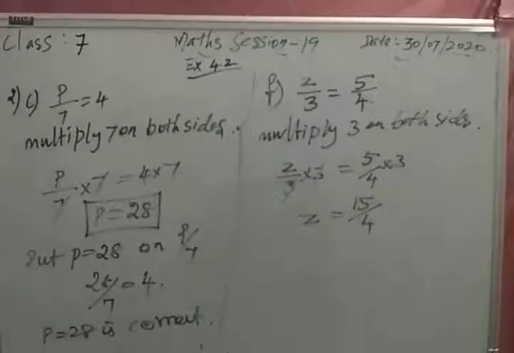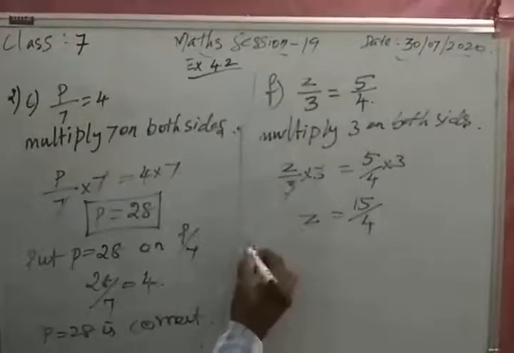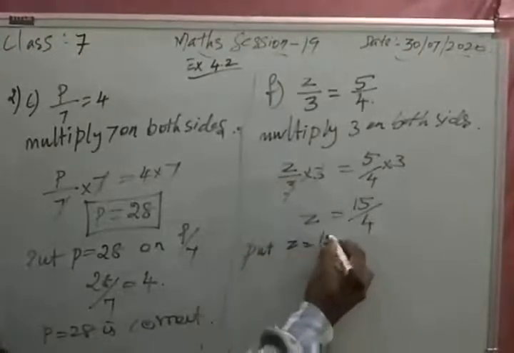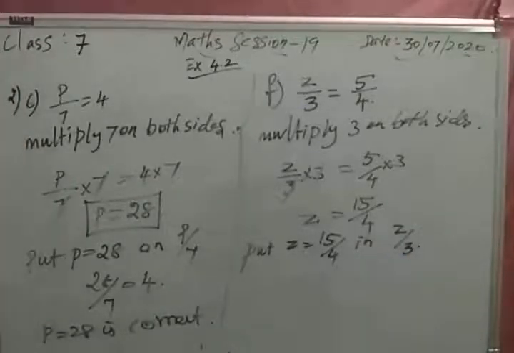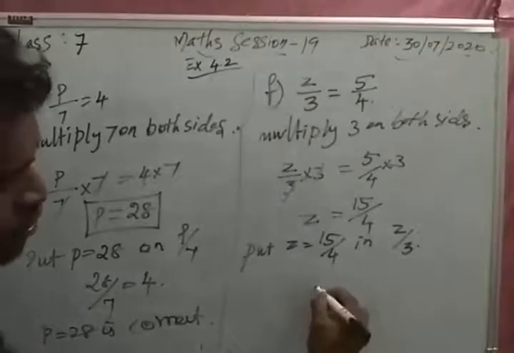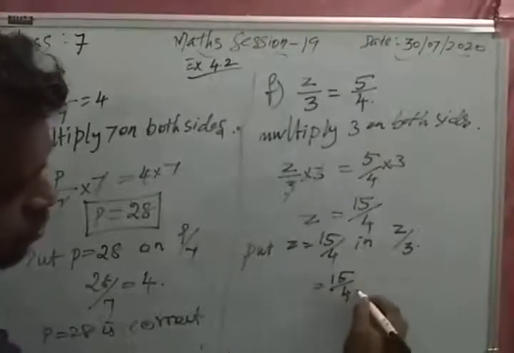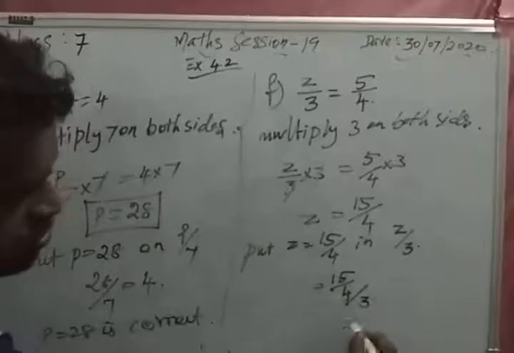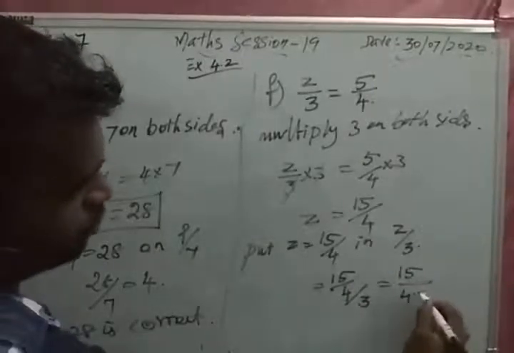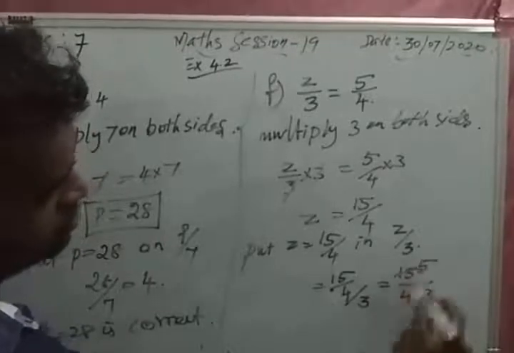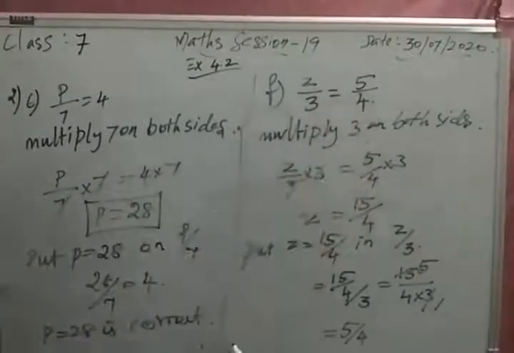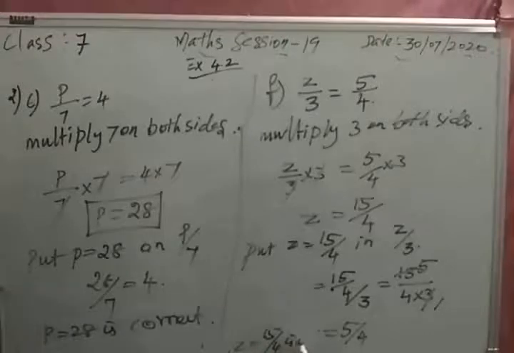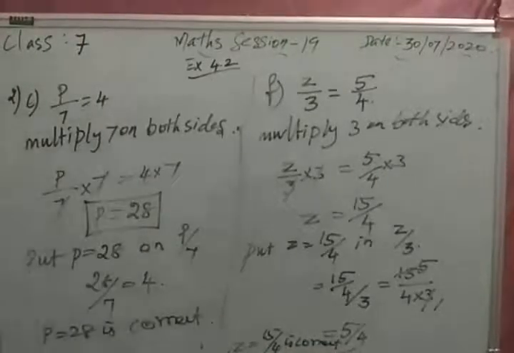15 divided by 4. So we have to substitute. Put Z is equal to 15 upon 4 in Z by 3. When we are substituting the value of Z, 15 by 4, what will come? 15 by 4 divided by 3 will come. This one we can write as 15 divided by 4 into 3. 1 3 is 3, 5 3s are 15, which is equal to 5 by 4. We got the same answer. So Z is equal to 15 by 4 is correct. Okay, understood?